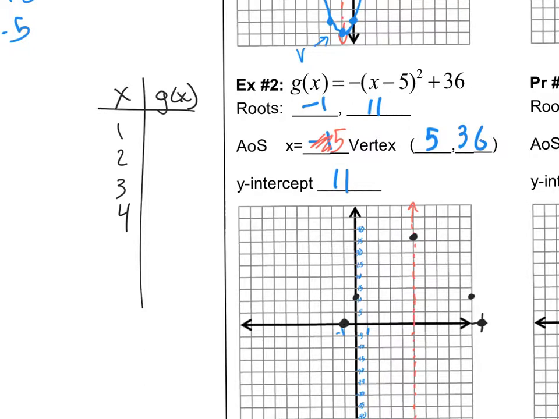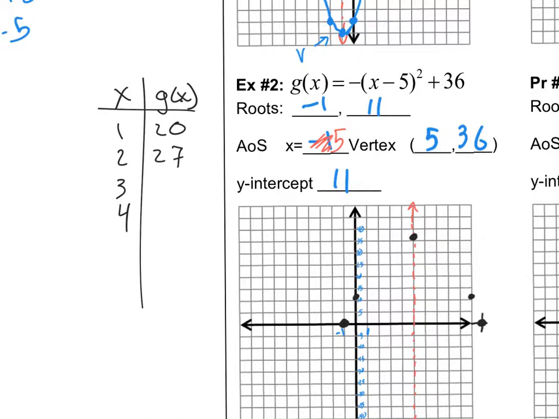So at 1, plug a 1 in. 1 minus 5 is negative 4. Negative 4 squared is 16. Well, that's a negative 16. So negative 16 and positive 36, hey, that's 20. All right, let's do a 2. 2 minus 5, that's negative 3. Negative 3 squared is 9, but that's a negative 9, so 36 minus 9 is 27.